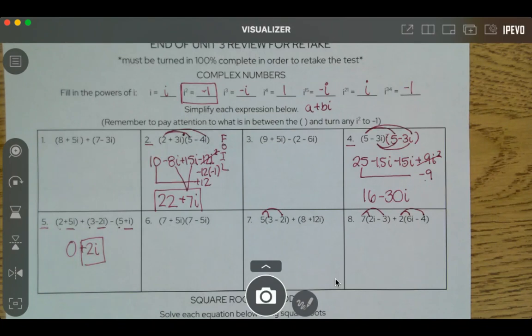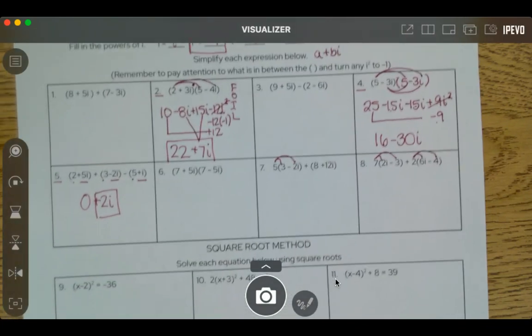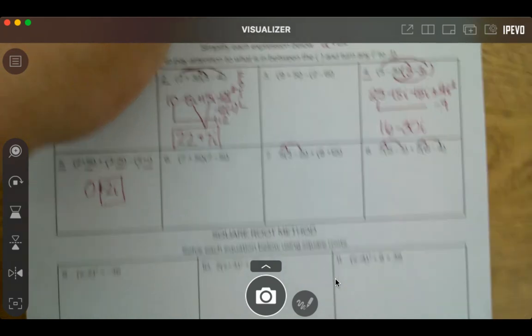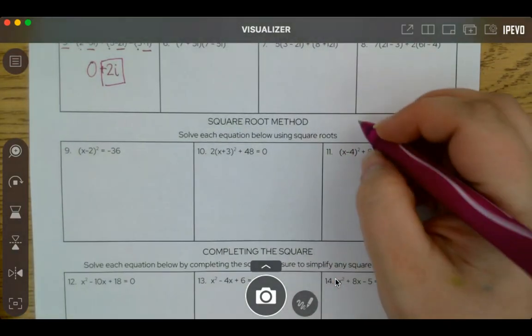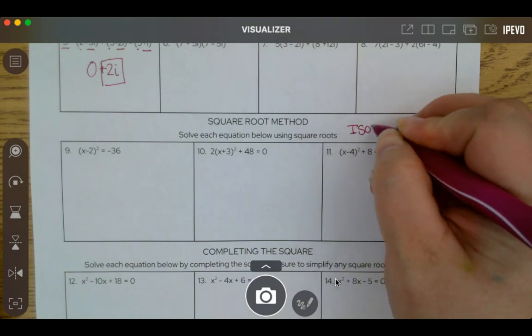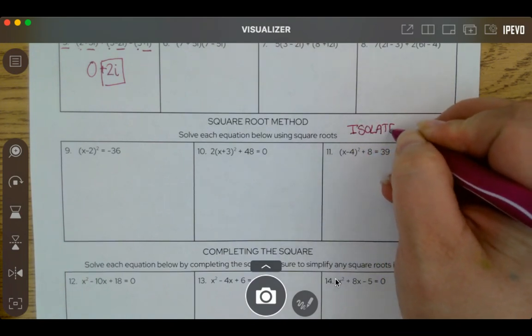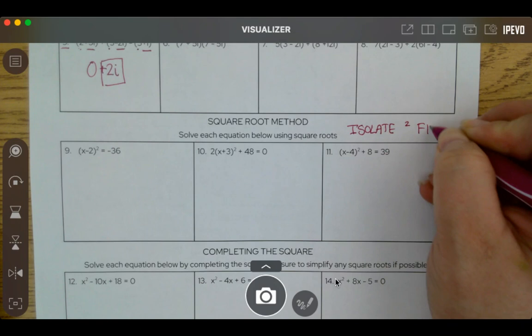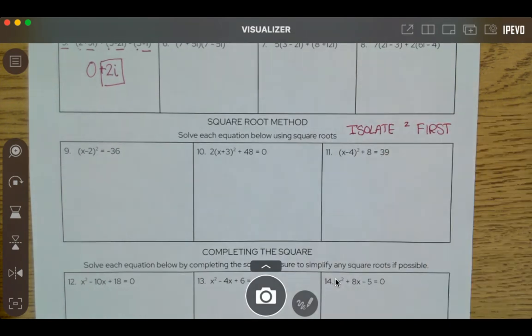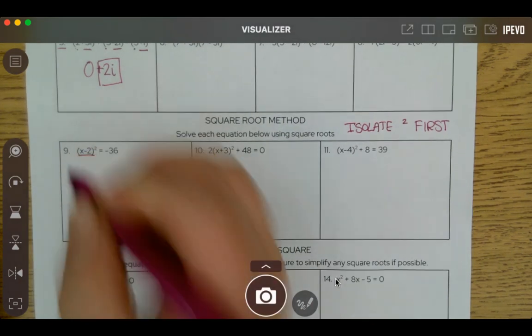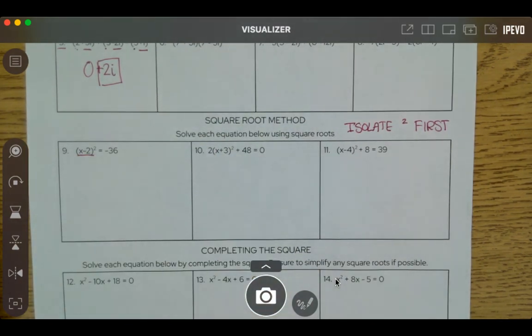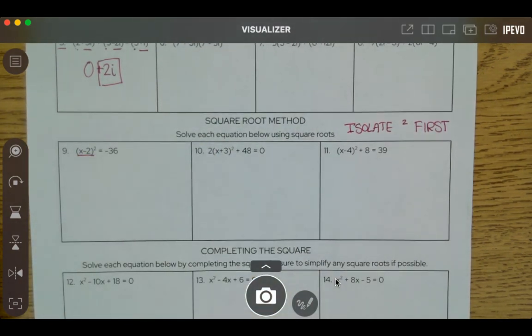And that's it for complex numbers. I'm going to do square root method in this video, and then I'll make a separate video for the others. Okay, for square root method, you must isolate the squared first. Here's what that means. If it is in parentheses, you need to get this all by itself, which on this one, guess what? It already is.